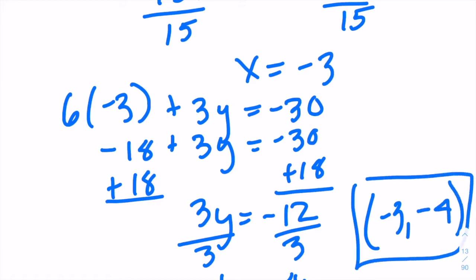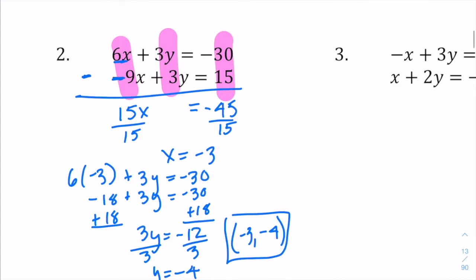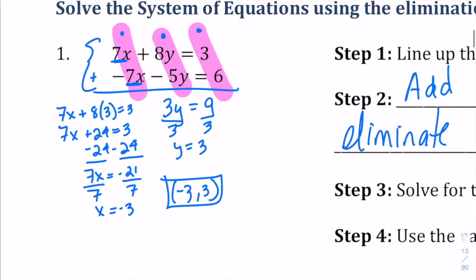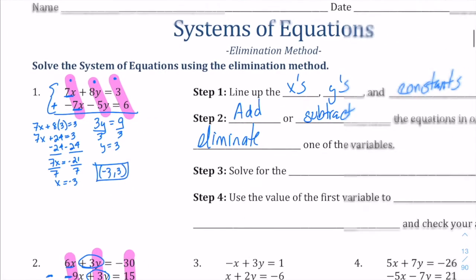Great. So going back to the original problem, remember we recognized that we had the same variable with the same coefficient and the same sign here. So subtracting was a good situation there. If we compare that back to number 1, here we had 7x and negative 7x. So adding them was probably the best solution right there.